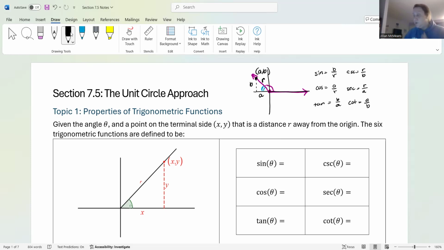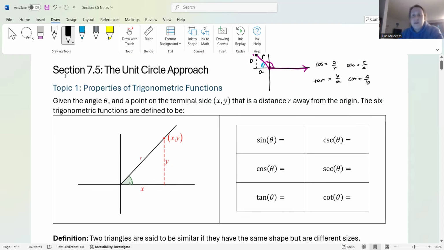Okay, we want to review that same exact idea here, but let's go ahead and just acknowledge that that point AB lives in the Cartesian plane. It is a regular old ordered pair, so let's just go ahead and call it XY. Okay, why not? Let's call it what it is. So for topic one, we're going to talk about properties of trigonometric functions, and we're basically going to review what I just told you.